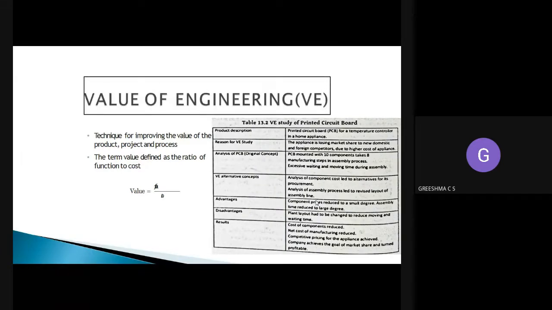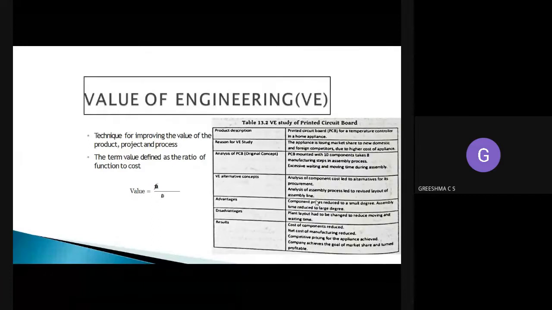And the next one is, by launching this PCB into the market, the company got a profit. That is, people started buying it, so the company has got a profit. So that is value engineering. Value engineering means what? It is a technique which is for the improvement of the cost of the product. At the end of the day, you have to improve the cost.